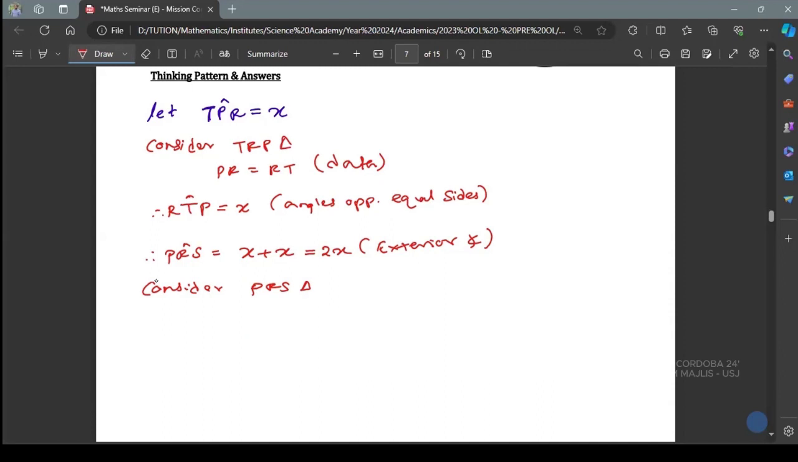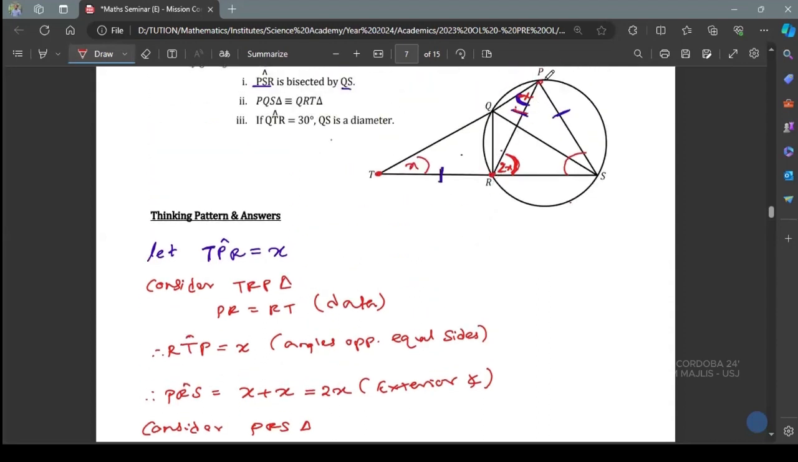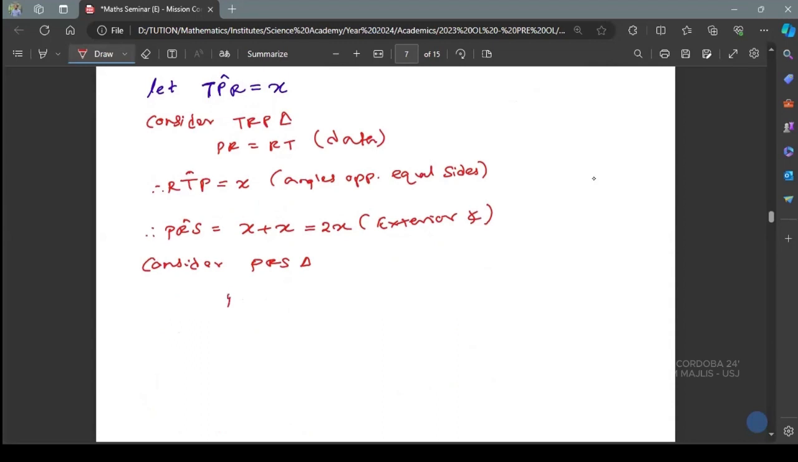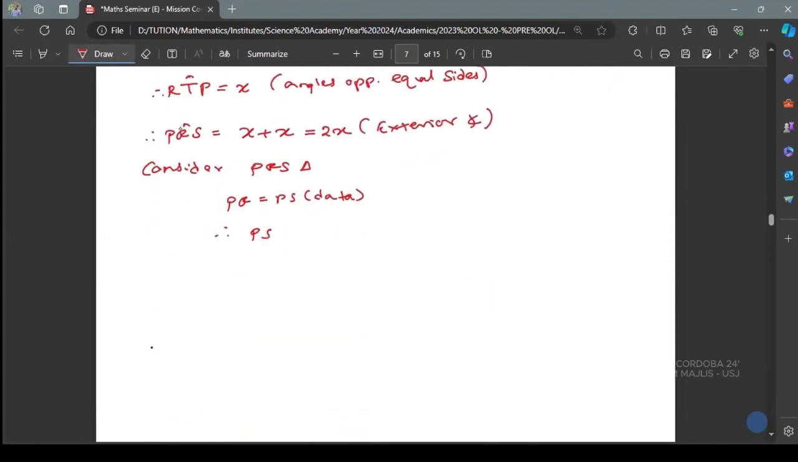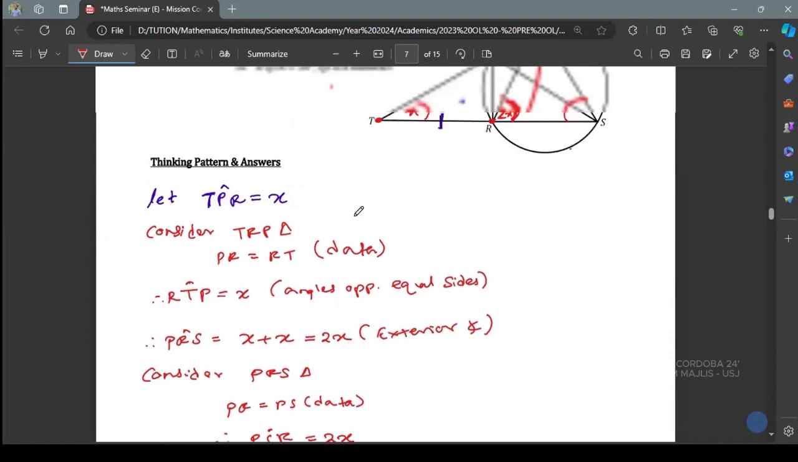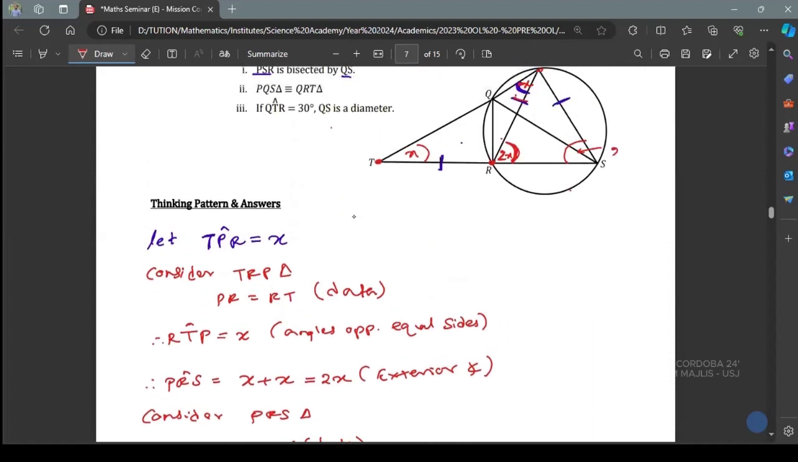Planning the steps and solving the question is the most complex part in the paper. Otherwise, the paper won't be hard. The question is not hard. Planning. Okay. So I'm going to consider the PRS triangle. We know that PR is equal to PS. It's given in data. Therefore, I can say this PSR angle is also equal to 2x. Right. So you identify that this big angle is equal to 2x.